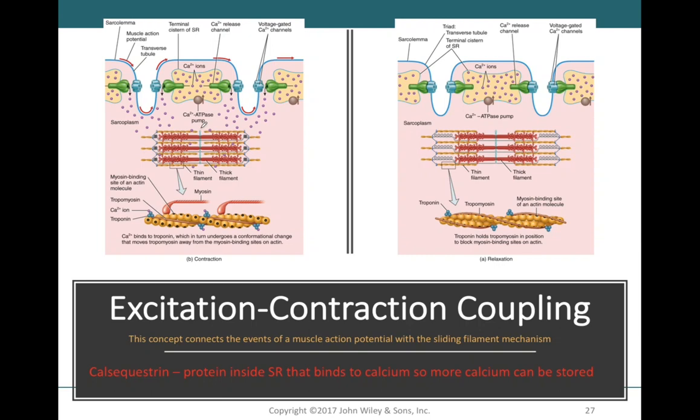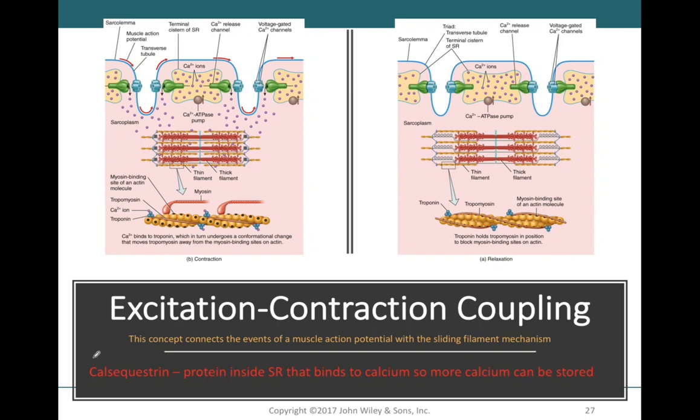So there's one other major element that we need to look at here, and that is the calcium ATPase pump. The calcium ATPase pump is also going to be embedded in the membrane of the sarcoplasmic reticulum. This pump uses ATP to actively pump calcium against its concentration gradient back into the sarcoplasmic reticulum. And once these channels close, the calcium ATPase is going to pump most of the calcium back into the sarcoplasmic reticulum, and that will help to sequester calcium.